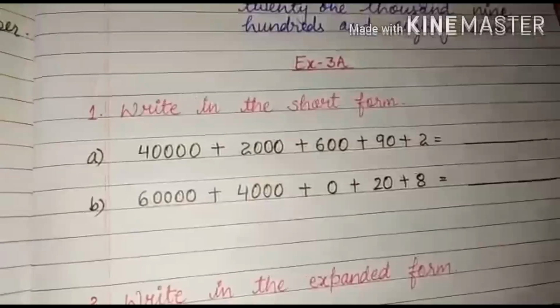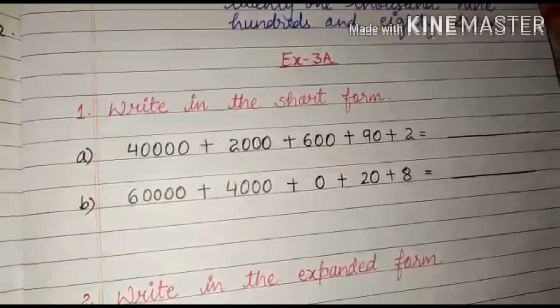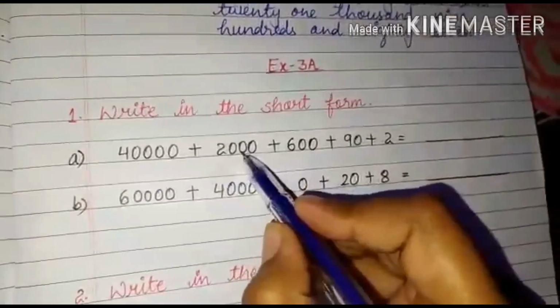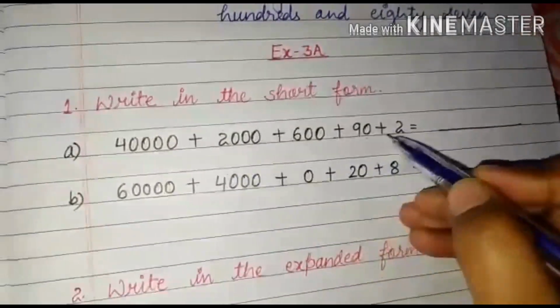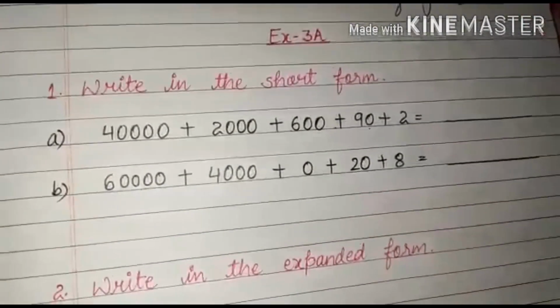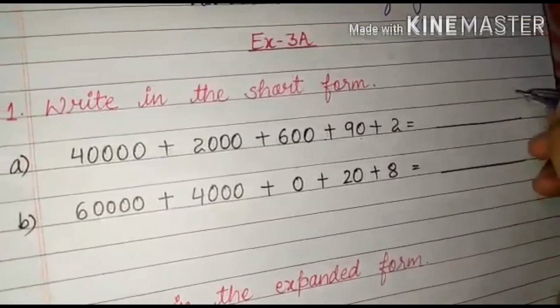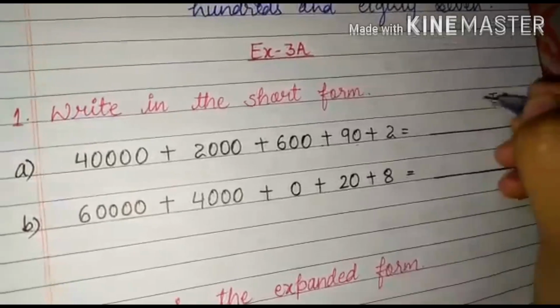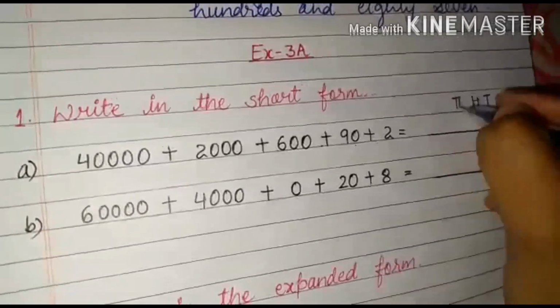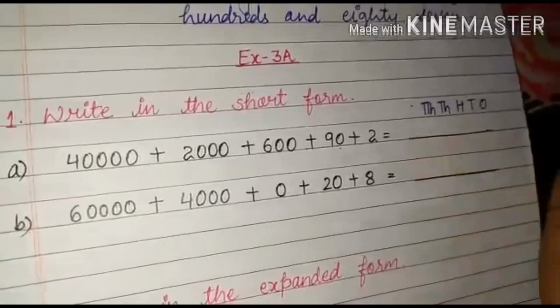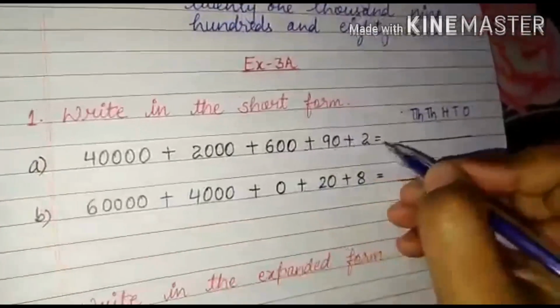Exercise 3A, first question: write in the short form. 40,000 plus 2,000 plus 600 plus 90 plus 2. You just have to compress them and write them in short form. Before writing it, I would suggest you write ones, tens, 100, 1,000, 10,000, and that's enough.